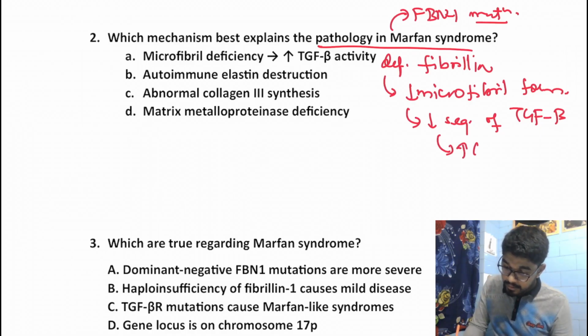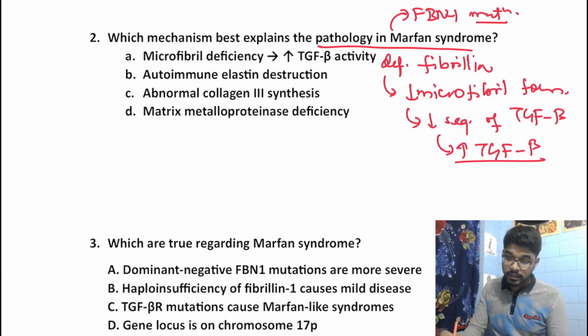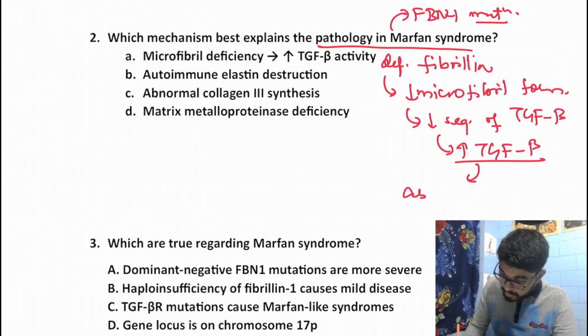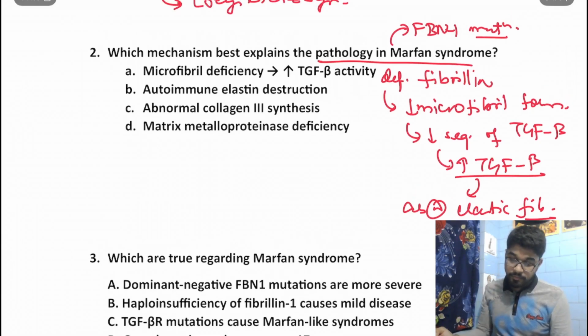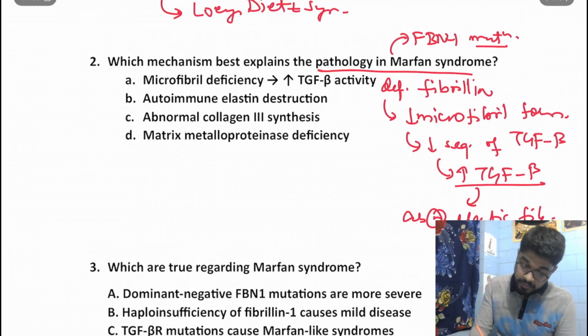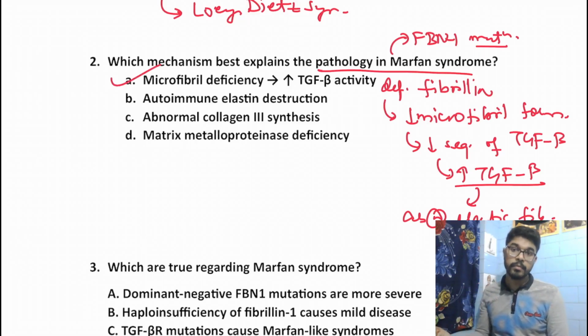Which will lead to increased TGF beta. And this increased TGF beta is responsible for abnormal elastic fibers. Okay, so our answer should be fibrillin deficiency causing an increase in TGF beta activity. Yes, this should be our answer.